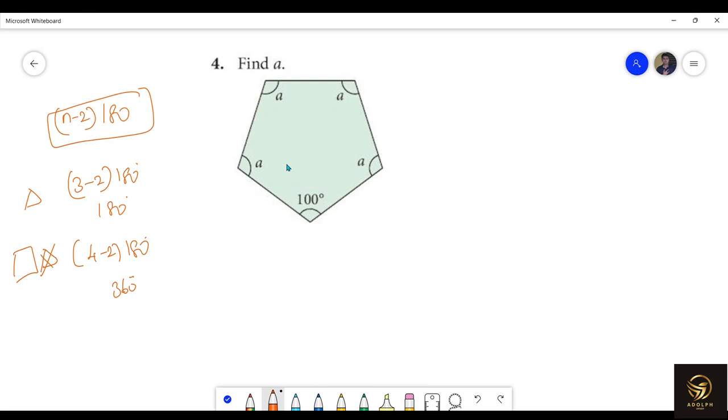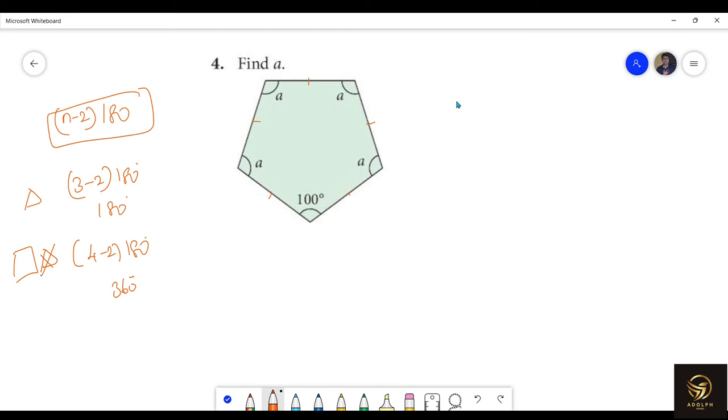But what shape is this? Maybe you forget the name of the shape. No worries, you don't need to know the name if you know the formula. 1, 2, 3, 4, 5. So the shape has 5 sides.